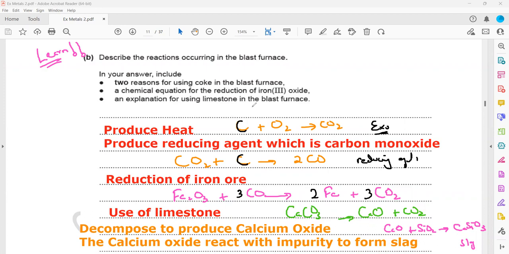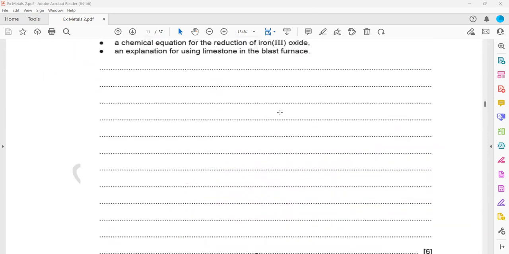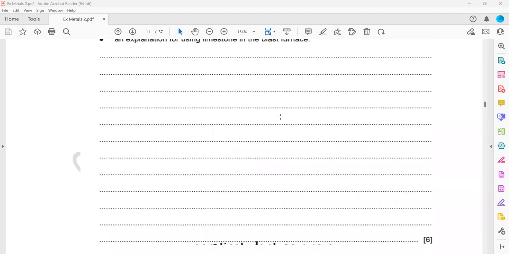Yeah, but still you have to learn and memorize this procedure. Carbon reacts with oxygen to give carbon dioxide. Carbon dioxide reacts with more carbon to give carbon monoxide. Carbon monoxide removes the oxygen from iron oxide to give pure iron and carbon dioxide. And then limestone is added to remove the sand, or the silicon 4 oxide, as it first produces calcium oxide, which reacts with silicon 4 oxide to form a slag. So the answer always remains like this. How many marks? 6 marks are there for this.